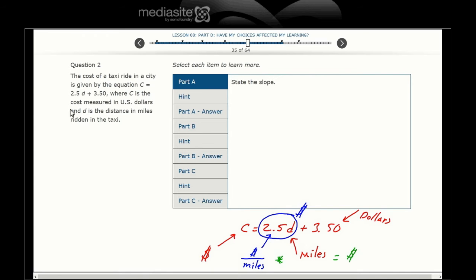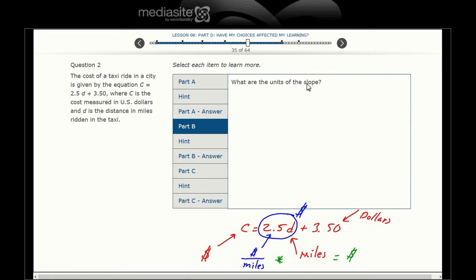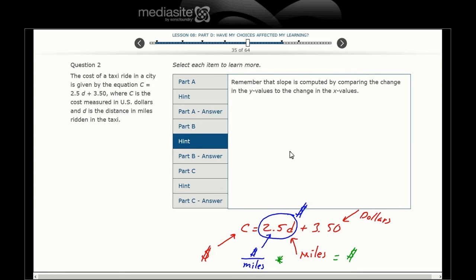Okay, so state the slope. The slope would be, well, $2.5 per mile. Okay, 2.5. All right, I got ahead of myself. Slope is 2.5, but 2.5 what? What are the units of slope? Remember, the slope is computed by comparing the changes in the y values to the change in the x values.